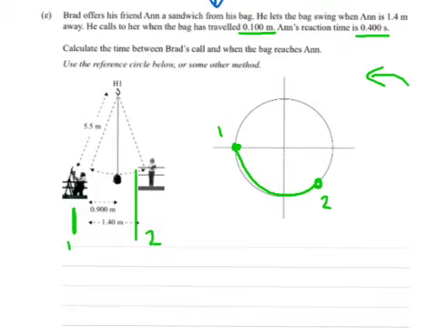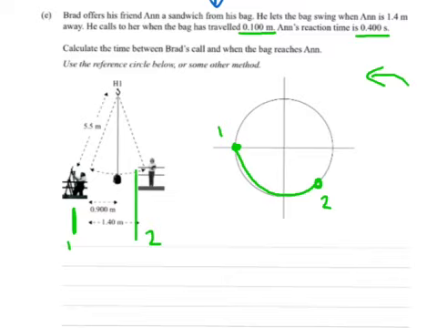And I'll tell you what's confusing me. It says Anne's reaction time is 0.400 seconds. I think we can assume that means she's ready to catch it at 0.400 seconds. So I'm not sure if that's relevant data, to be honest, but we need to find the time between Brad's call and when the bag reaches Anne.